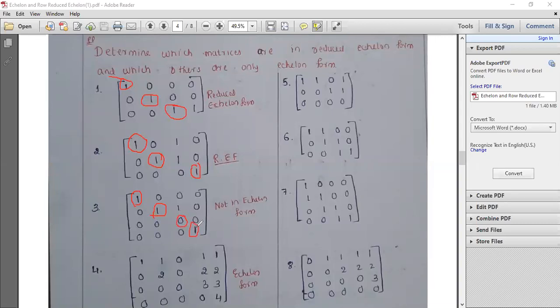Why, guys? Because, it's in echelon form, no. Is it in echelon form? Guys, in the third row it is one. Guys, you're mistaking it.